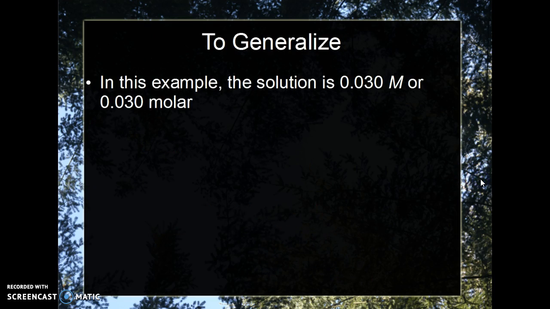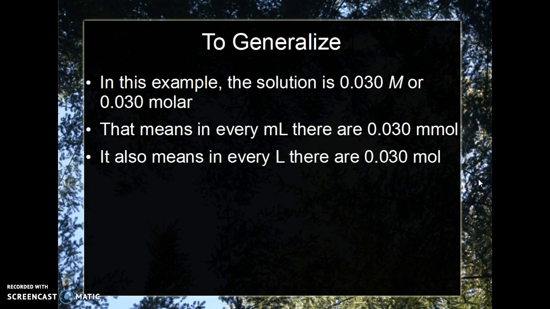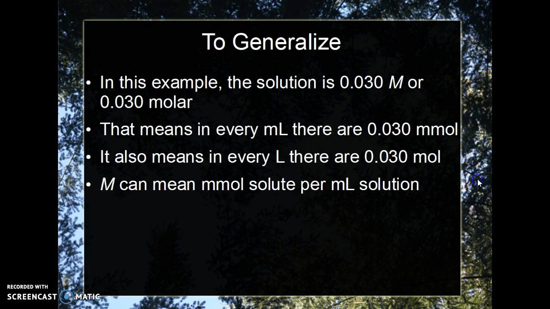So to generalize, in this example the solution is 0.030 molar, or 0.030 molar spelled out. This means in every milliliter there are 0.030 millimoles of the solute. It also means in every liter there are 0.030 moles. If you have a larger quantity, sometimes you'll be working in moles and not millimoles. But in high school laboratories particularly, you rarely have enough material for a whole mole.